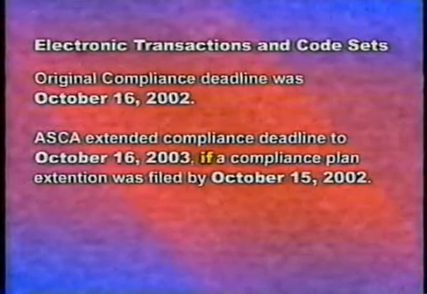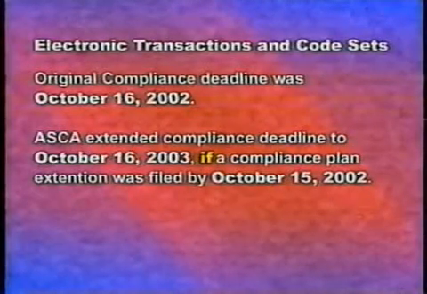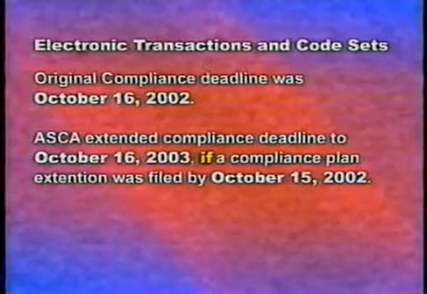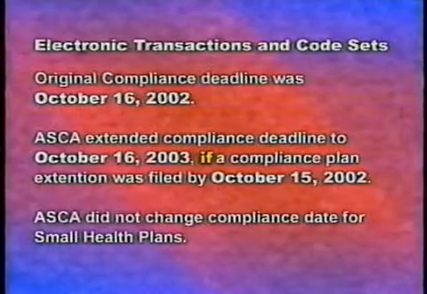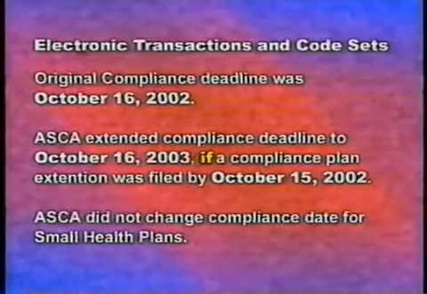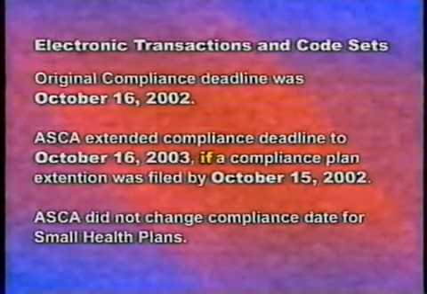That extension was available to covered entities scheduled to become compliant in 2002, provided the covered entity submitted a compliance extension plan to CMS by October 15, 2002. Small health plans with receipts of less than $5 million have always had until October 16, 2003 to comply, and the compliance date was not affected by the extension. Covered entities that filed for an extension are required to begin their internal testing by April 16, 2003.